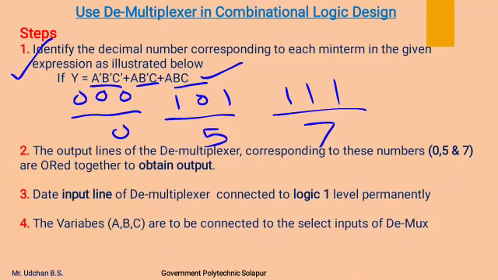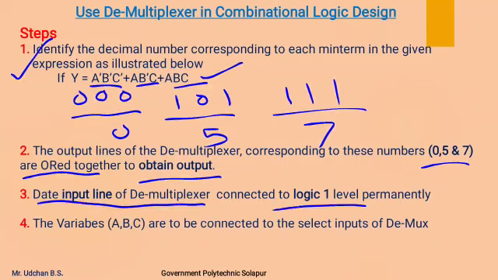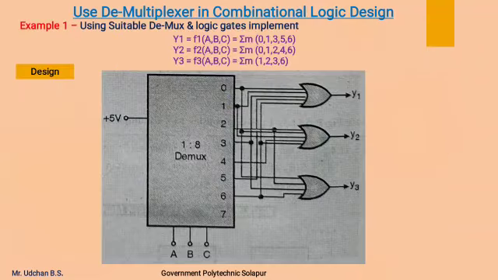Now the output lines of the demultiplexer corresponding to these numbers are ORed together to obtain the output. The data input line of the demultiplexer is connected to logic 1 level permanently, and the variables available in the given equation, that is, for this example the variables a b c, are to be connected to the select inputs of the particular demultiplexer. Now we will see the problem.